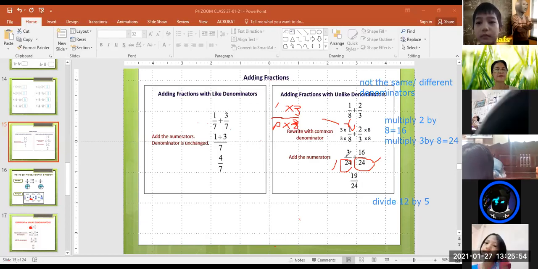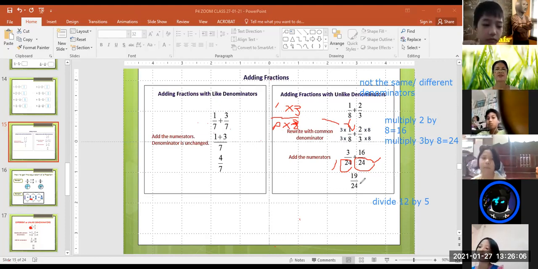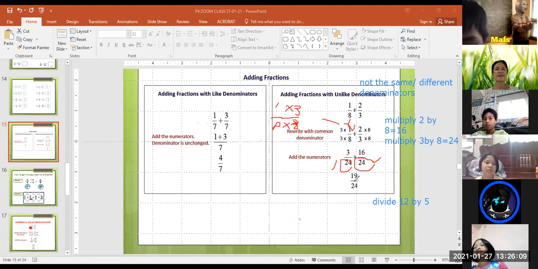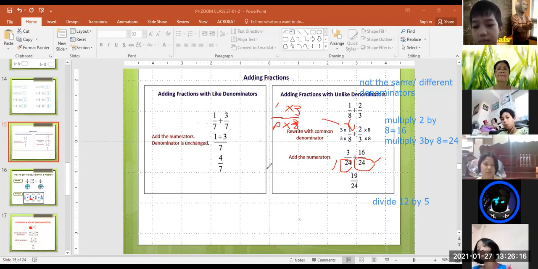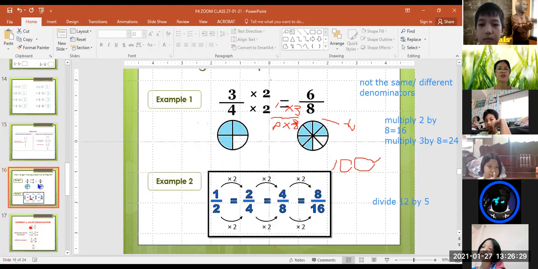So 3/24 plus 16/24. What is the answer? 19/24. Yes, you see, that's how you do your addition of unlike denominators. So let's move on to the next one.